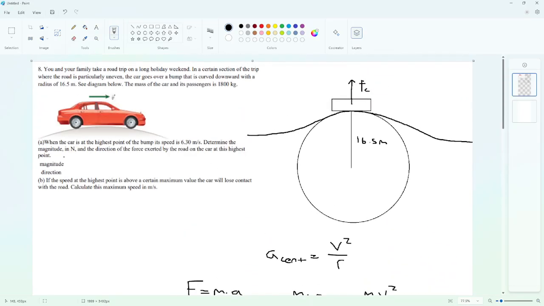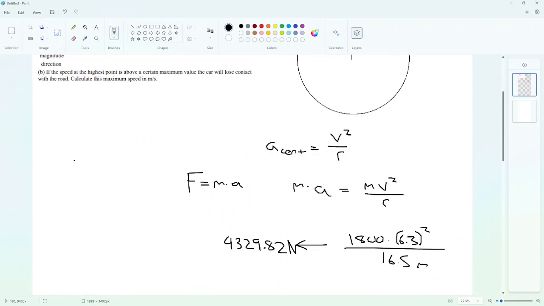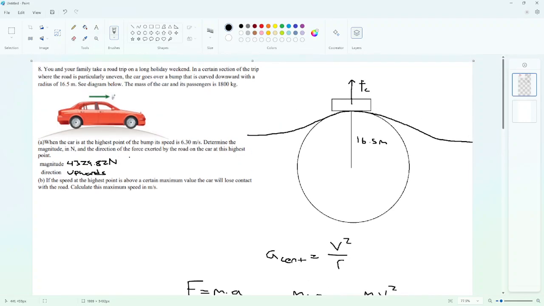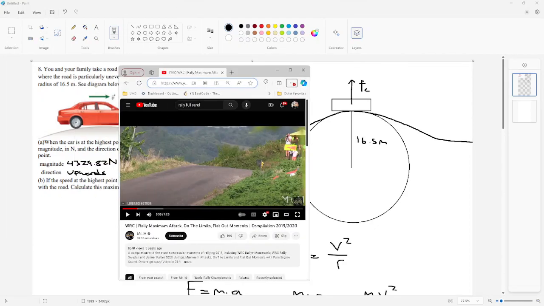Cool. Okay, so the magnitude is going to be 4,329.82 newtons. And this direction is going to be upwards. Now lastly, if the speed at the highest point is above a certain maximum value, the car will lose contact with the road. And luckily for you, I have this funny little video to demonstrate this effect.